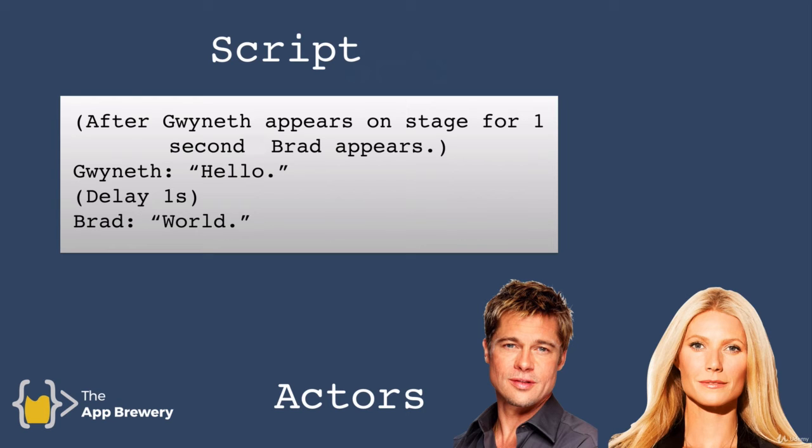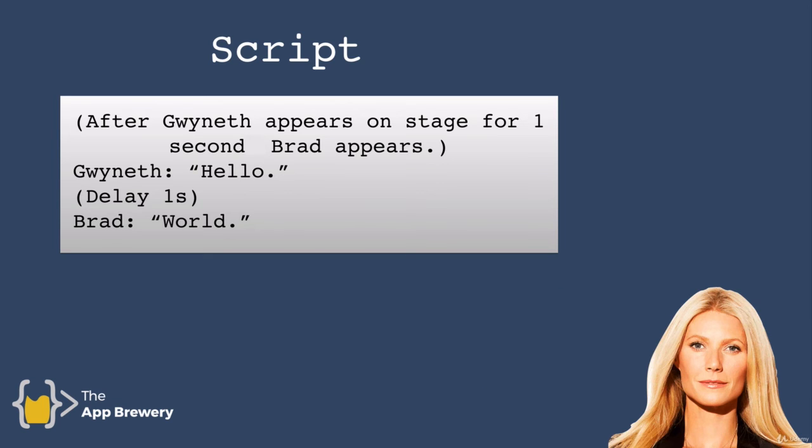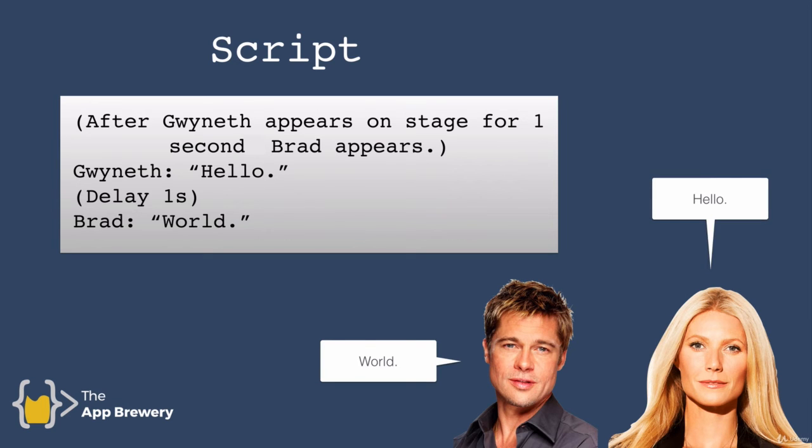So in the script, you might tell your actors that after Gwyneth appears on stage for 1 second, Brad should appear. And then Gwyneth should say hello. And then there's a delay of 1 second when Brad needs to say hello. So this is the script, and this is how it would play out. By writing these instructions and telling the actors what they should say, we're able to determine how our play should work.